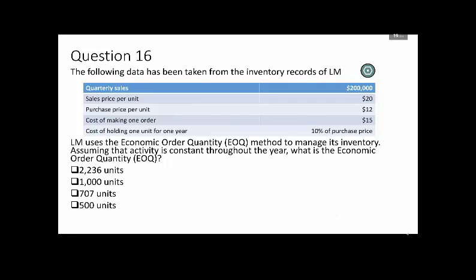Question 16 is on the economic order quantity from the working capital management section of the paper. So in order to calculate EOQ, we need to use the formula which says we take the square root of 2 times CD over H, where C is the cost of making one order and D is the annual demand, and then H is the cost of holding 1 unit of stock.